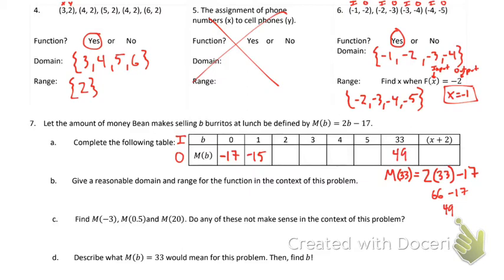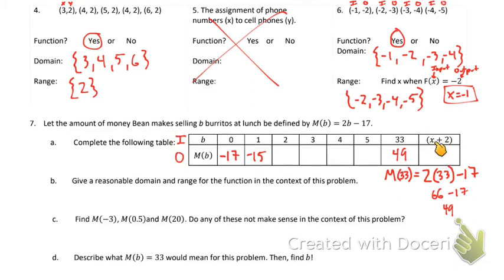All right, and it's very important that you understand the context. Basically, this equation is letting you know how much money Mr. Bean gets every time he sells burritos. So in other words, if he sells 0 burritos, he lost $17. If he sells 1 burrito, he lost $15. If he sells 33 burritos, he actually makes $49. Okay? And then the last one.